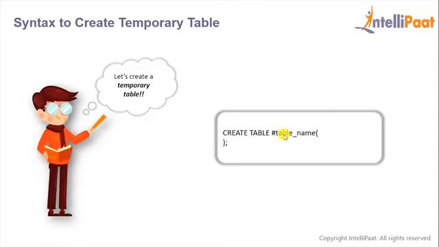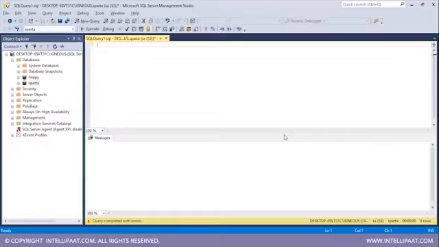So let's work with some temporary tables now. So let me create a temporary table with the name student which has two columns. One is student ID, another is a student name. So I'll type create table. I'll put in the hash symbol and then give the name of the temporary table, which would be student.